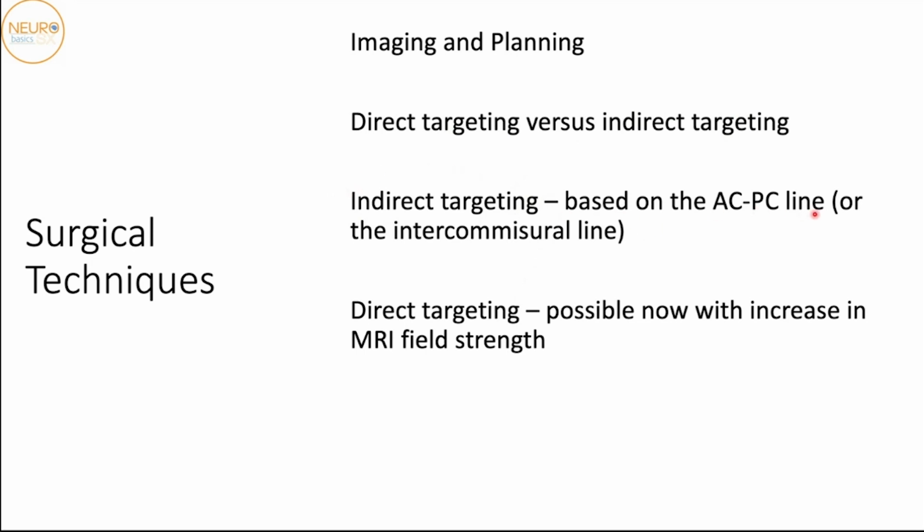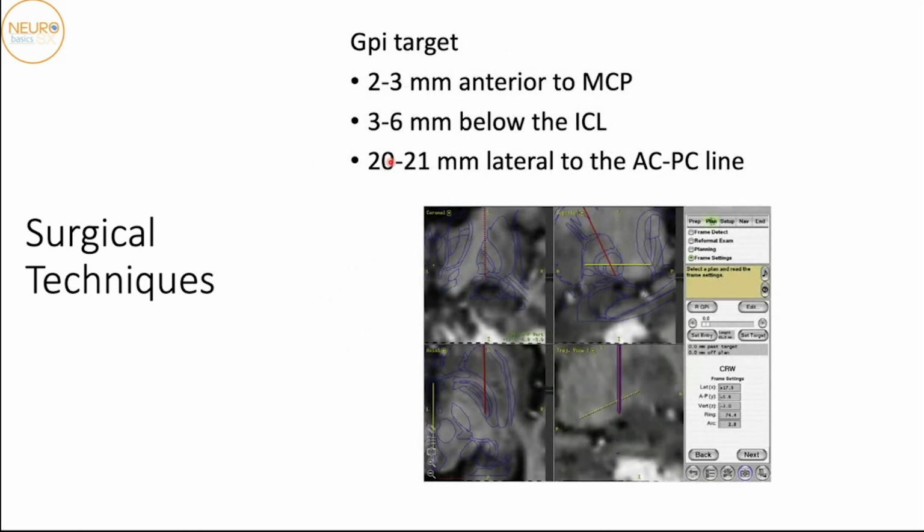It is based on the ACPC line, or the anterior commissure posterior commissure line, or the ICL, that is the intercommissural line. And direct targeting is currently growing, and it is now possible with your 3 Tesla MRIs, because now with these you can directly see the nucleus. The reason we do indirect targeting is that with the current MRI systems we have in place, it's very difficult to directly point out where the nucleus may be, and that is why you have to use the ACPC line to define where the nucleus may be.